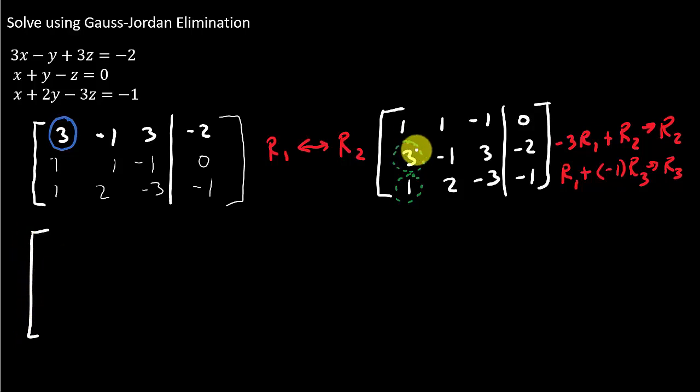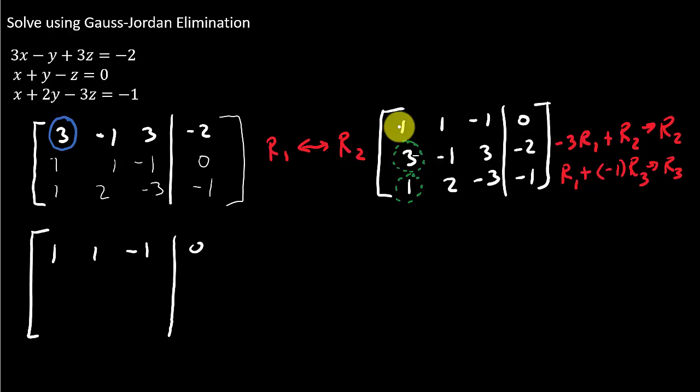All right, so notice the rows that are changing are row 2 and row 3. Row 1 is going to remain the same, so that's going to be 1, 1, -1, 0. Okay. All right, so let's do this.